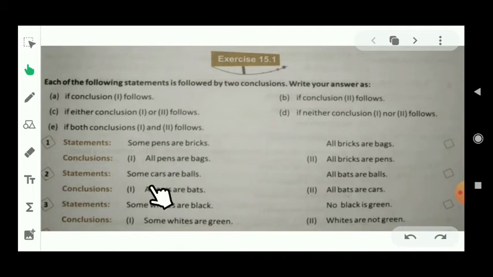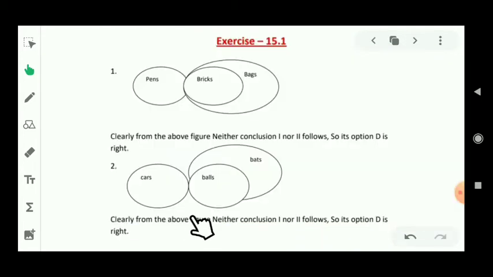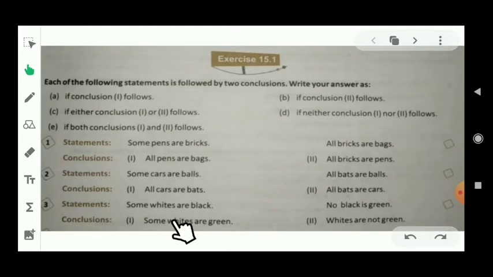Statements are: some cars are balls, all bats are balls. The conclusions are: all cars are bats and all bats are cars. Let's see the solution of this given question. Some cars are balls and all bats are balls. This will be the figure for this question. Clearly we can observe from the figure, neither conclusion first nor second follows. That means option number D will be right for this question. Let's see question number 3.